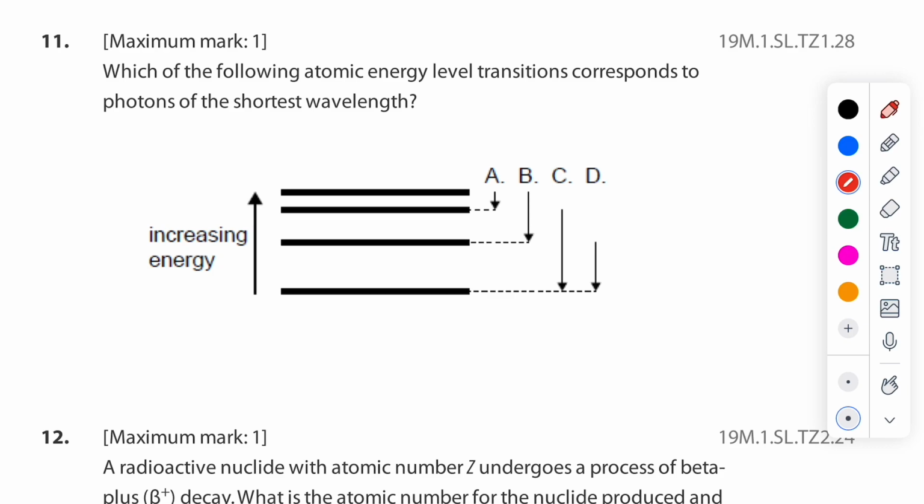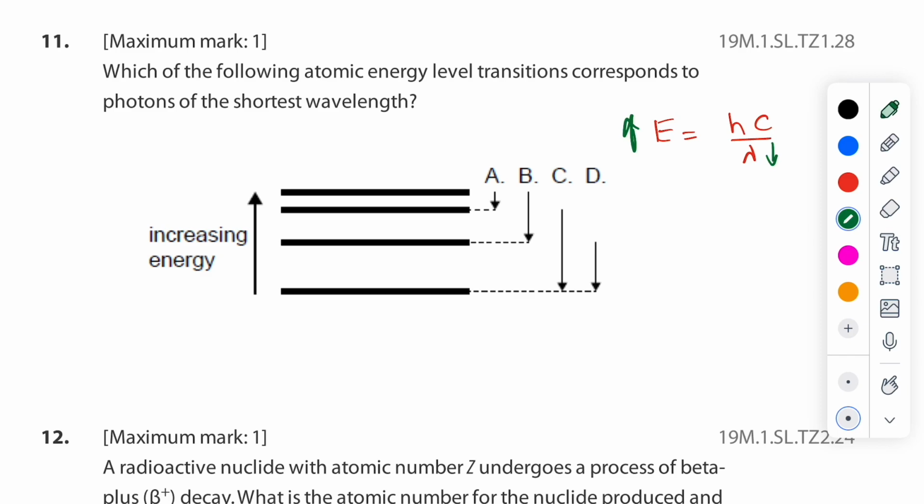Question number 28. Which of the following atomic energy level transitions correspond to photons of shortest wavelength? He's asking about shortest wavelength. Shortest wavelength means nothing but what? We know the formula is E equals hc upon lambda. So if energy is highest, wavelength should be smallest.